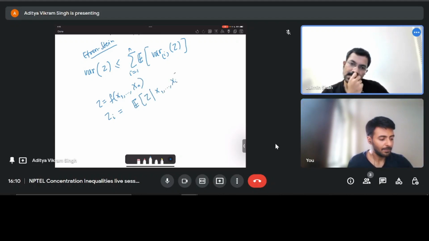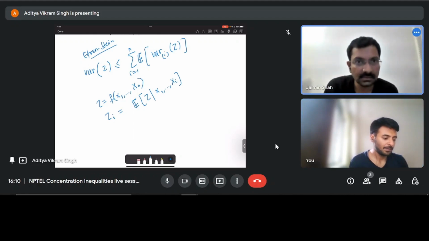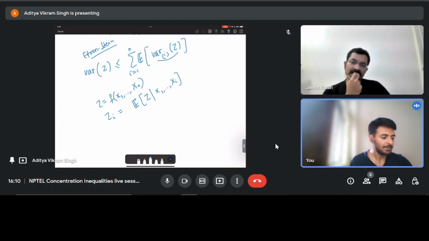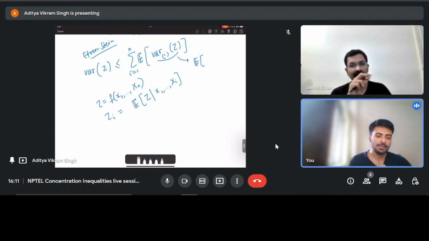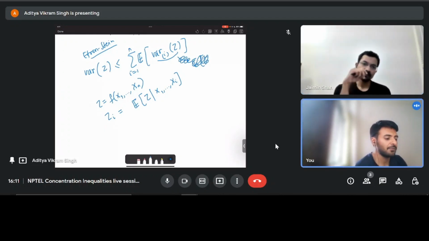This is the expected value of... I understood only the ith is a variable. Everything else changes, the ith is a random thing, and everything else was given.